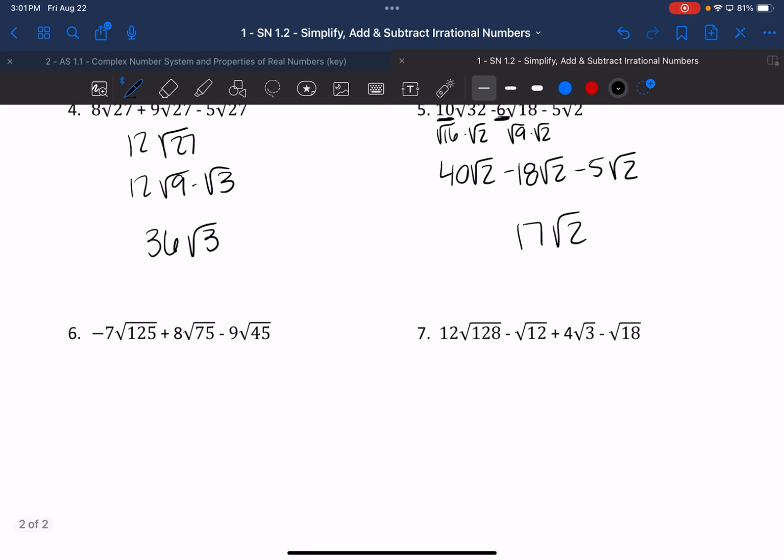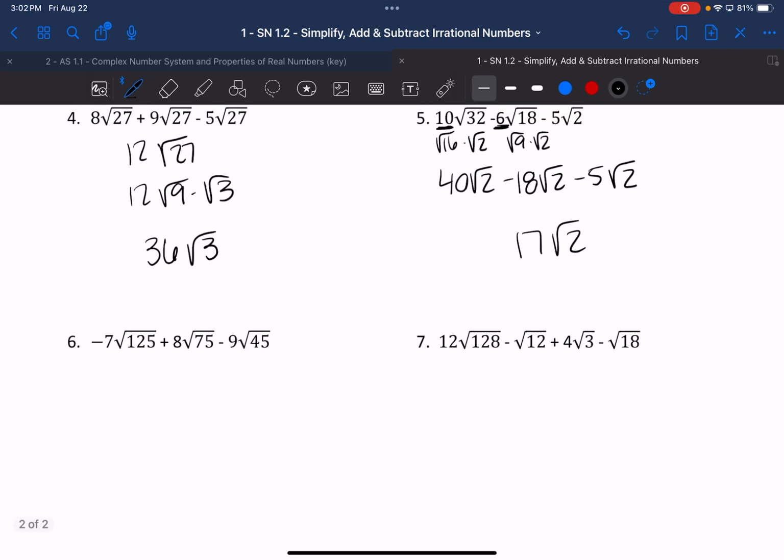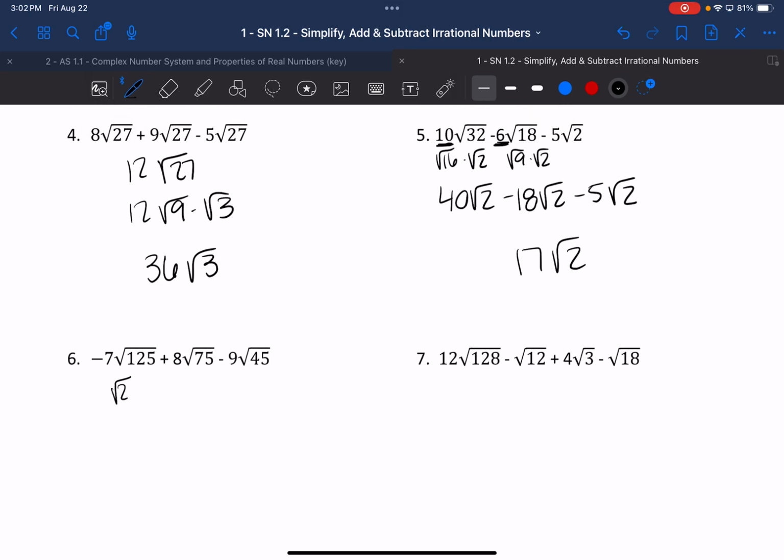All right. Okay, on number 6. What can I rewrite root 125 as? 25 and 5. Good. Okay. And the square root of 25 is? 5. And in front of that was a negative 7. So what's that going to be? Right.